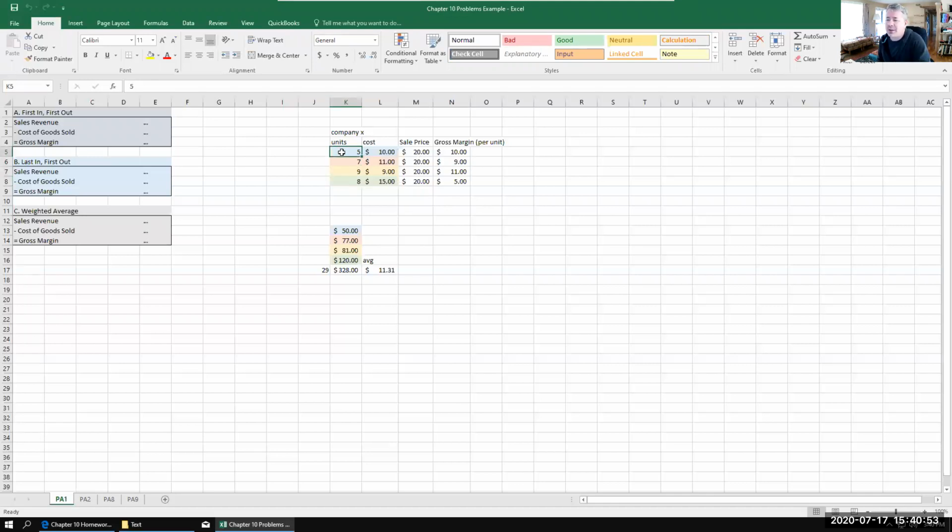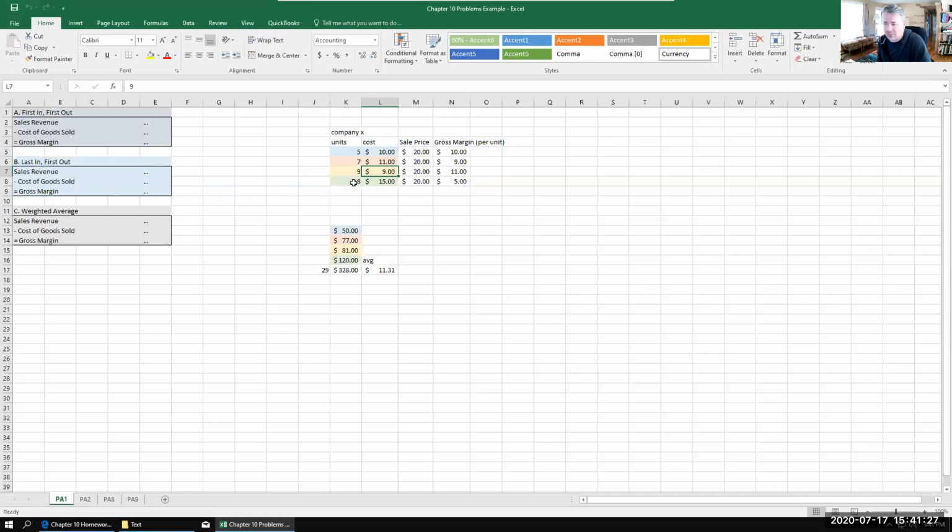When the company purchased these 5 units, they paid $10 in COGS and sold them for 20, so your gross margin would be $10. It's a 100% markup, and you're making $10 because your cost was $10. Here we have 7 units that were $11, sold for 20, so our gross margin is $9, because our costs were up. Let's say our costs go down a little bit, and we have $9 for our cost of goods sold. So we're going to make $11 of profit for each one.